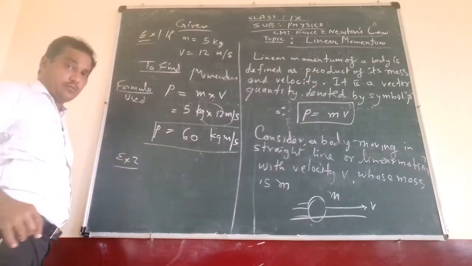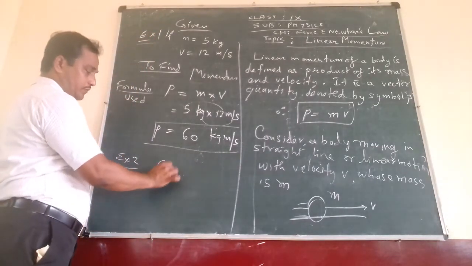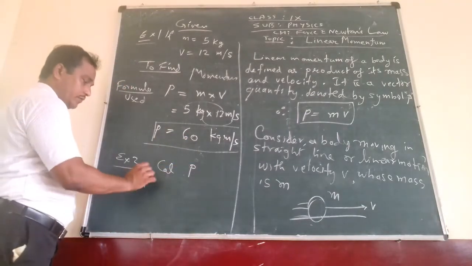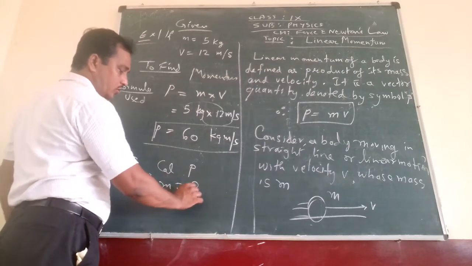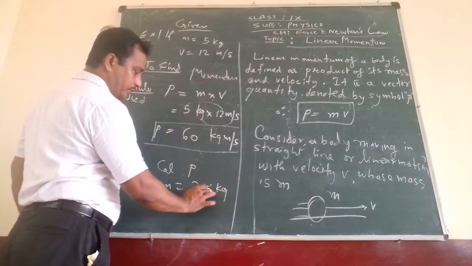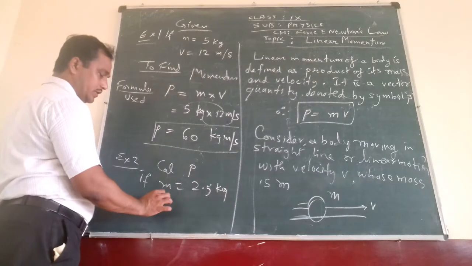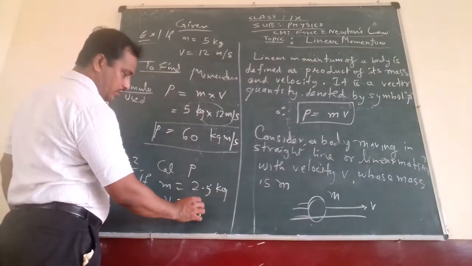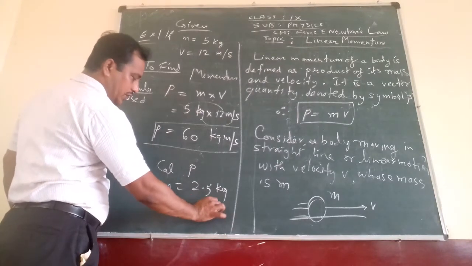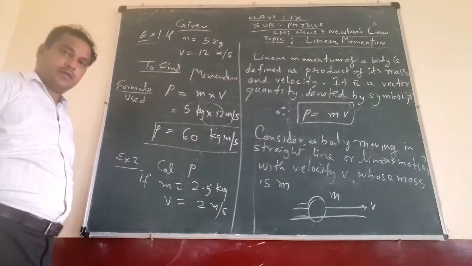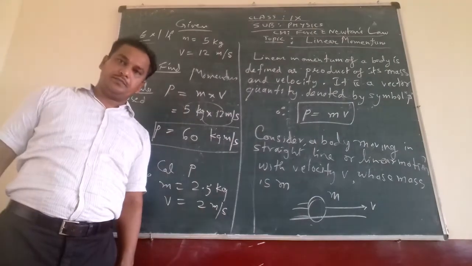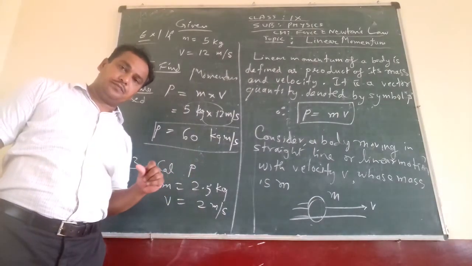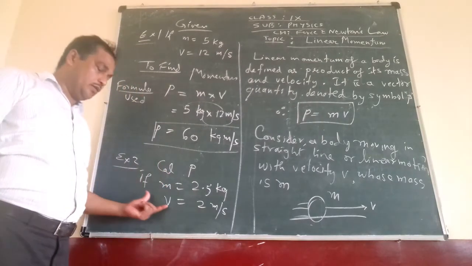Another example, number 2. Calculate the linear momentum P if the mass of an object is given as 2.5 kg and it is moving with the velocity of 2 meter per second. Calculate it. Can you find the linear momentum? How much will be the momentum?